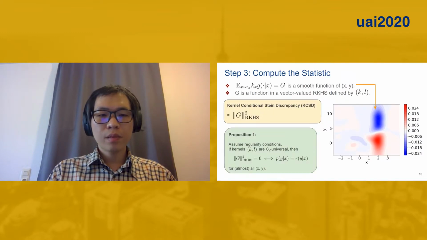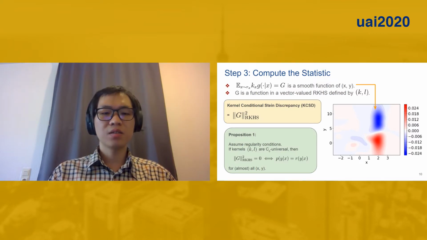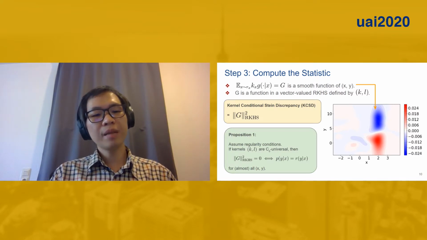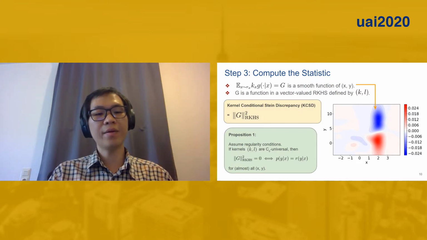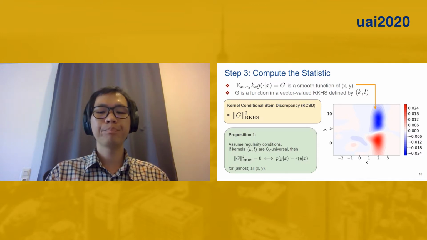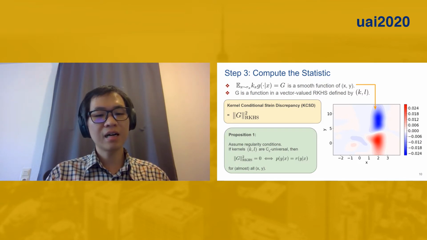Okay, so third step, I'm going to call this new function big G. So all we need to do is to take the norm of this big G, the norm in the reproducing kernel Hilbert space that the G function lives in, okay, and square it. And that is our statistic, KCSD. Essentially, by taking the norm, we summarize this whole function into one scalar number. And indeed, we can prove that this quantity is zero if and only if p is r everywhere.